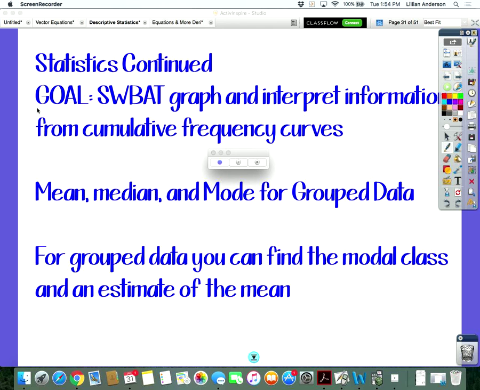So, we're continuing statistics. This time, within this little bit, you guys are going to be able to graph and interpret different information from cumulative frequency curves, okay? Now, we have already talked about frequency tables previously. You guys should be getting down this goal, okay? Goal still applies because you have one big packet, all right?